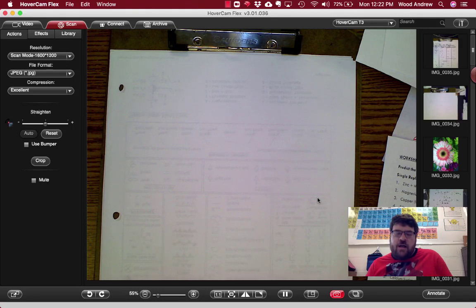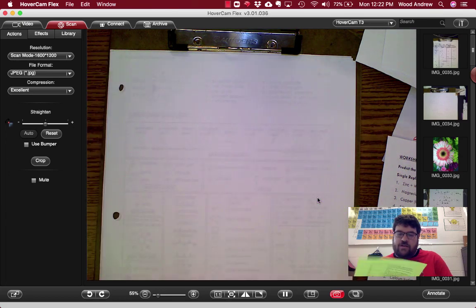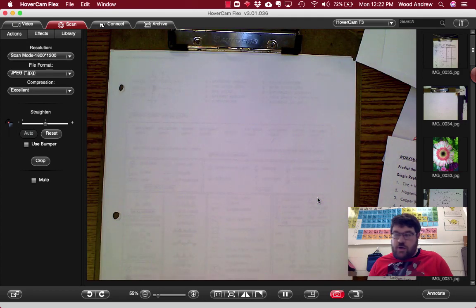Hey, chemistry class. Nothing new today, just going back and reinforcing the idea of double replacement reactions and single replacement reactions and that kind of stuff. You'll want to have both your activity series ready and, on the other side, your solubility rules ready because you'll need those as we go on and do some of these examples together.